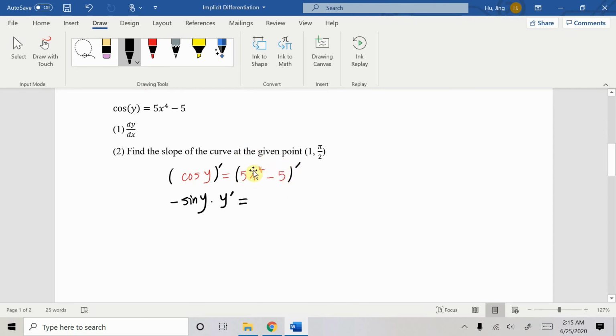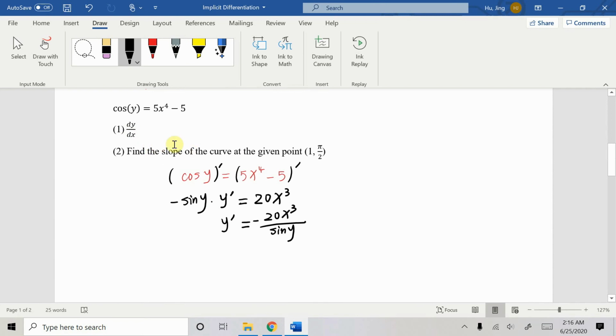So the first one is 4 jump down is 20, then x to the 4 minus 1. Then 5, the constant prime is 0. Here you don't need a times x prime. We know x is destination, it is 1. But the y is not. So your y prime, you need to stay there, it is not 1. Then we could get the y prime. You see, this y prime is dy over dx.